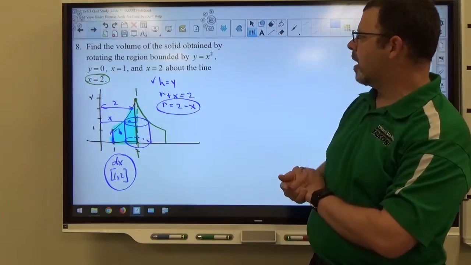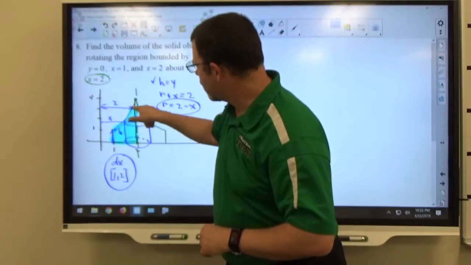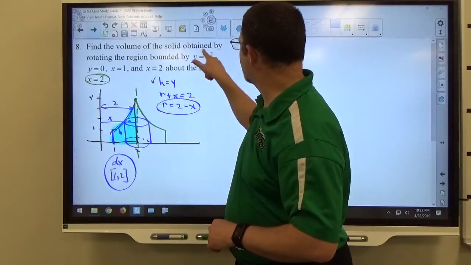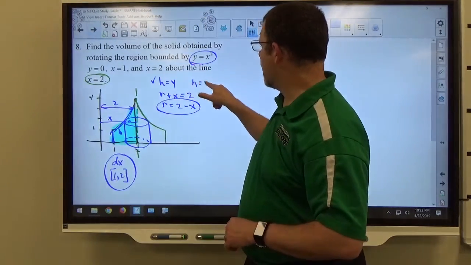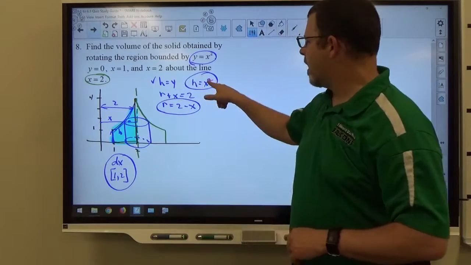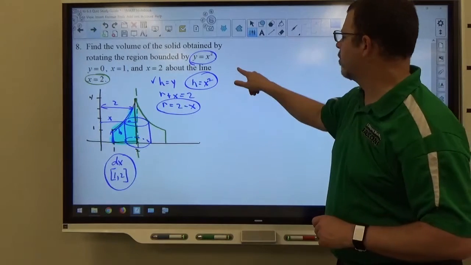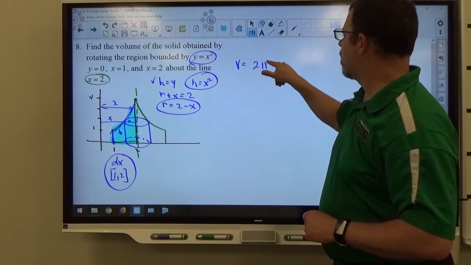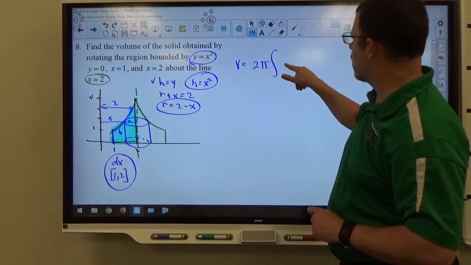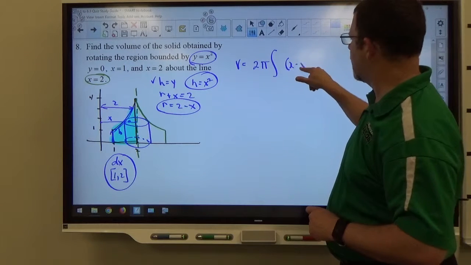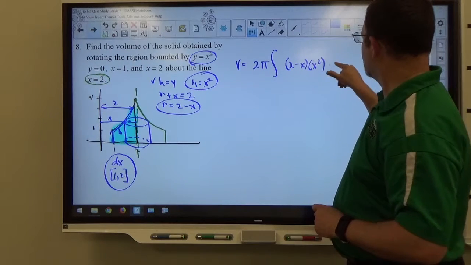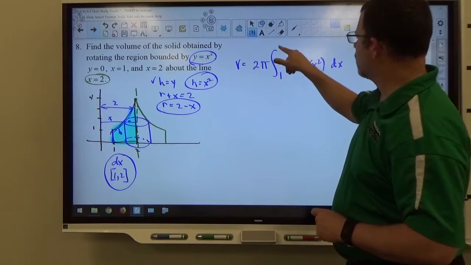So h equals y. Y equals this curve here, which is y equals x squared. So height is equal to x squared. Now I've got my height in terms of x, my radius in terms of x, I've got my interval in terms of x, so my volume is 2 pi RH. I'm integrating the RH part of it, 2 minus x times x squared dx. And my interval goes from 1 to 2.